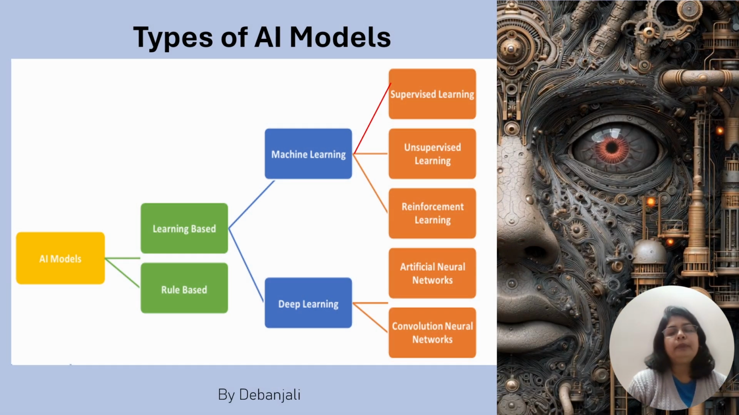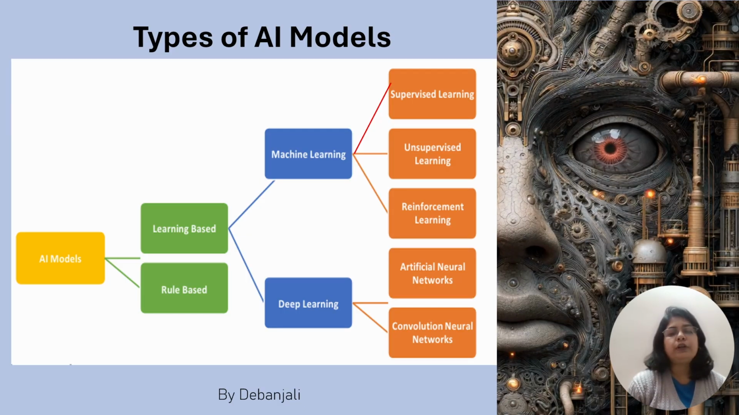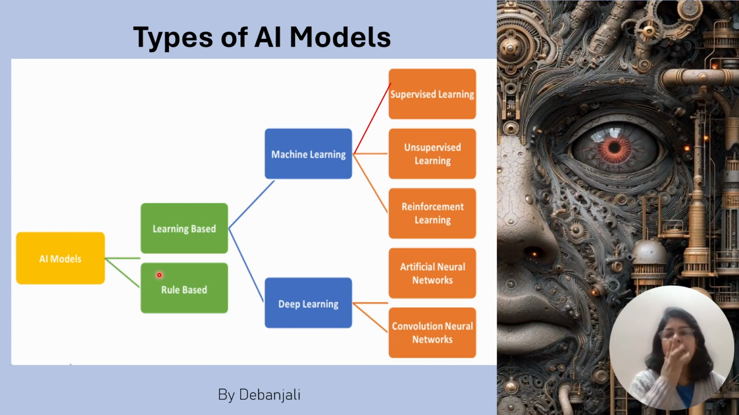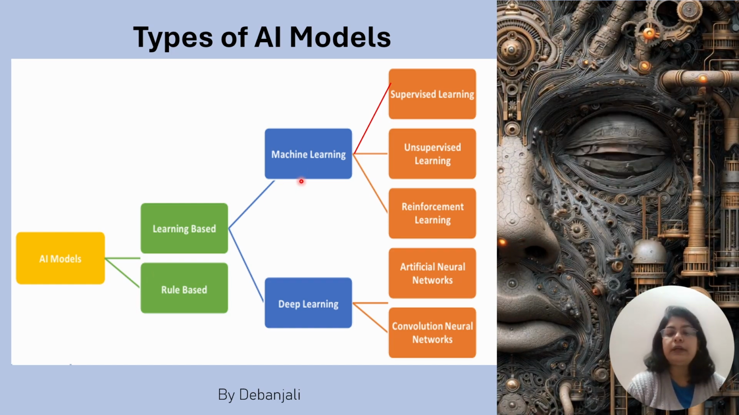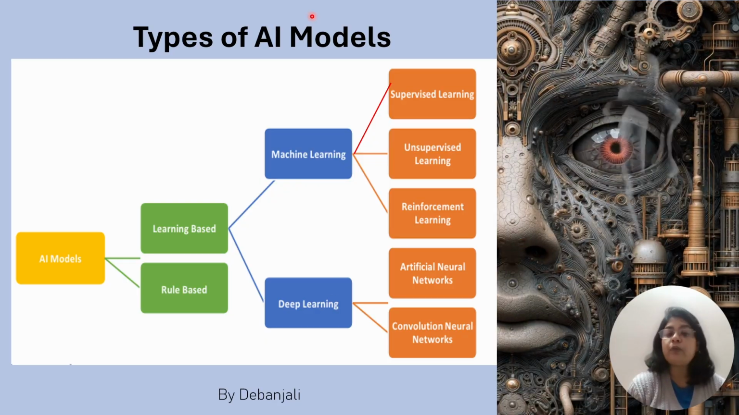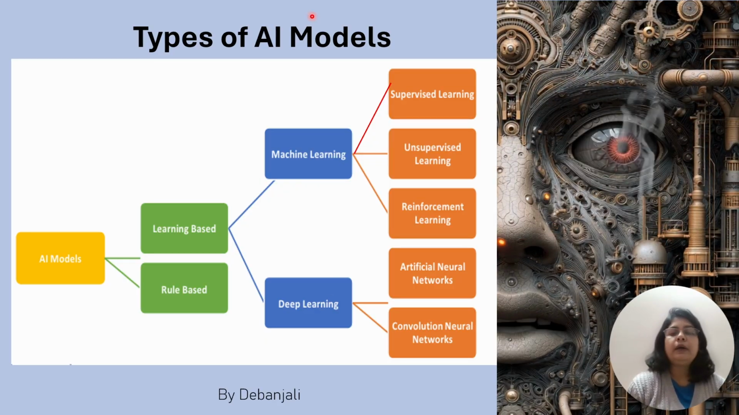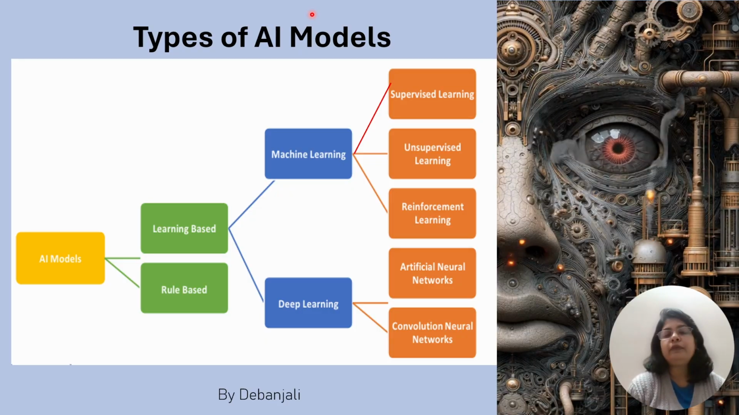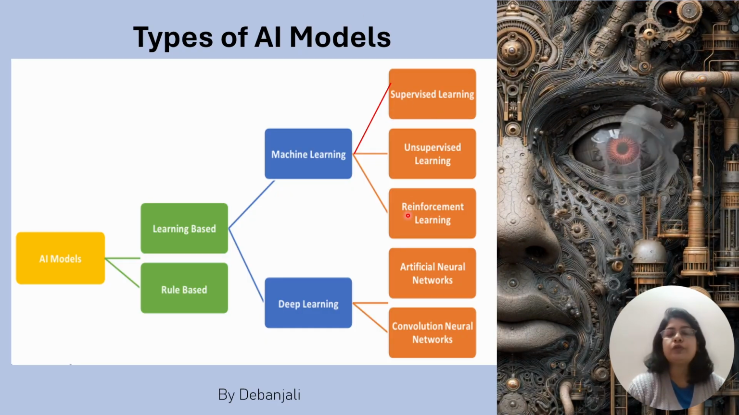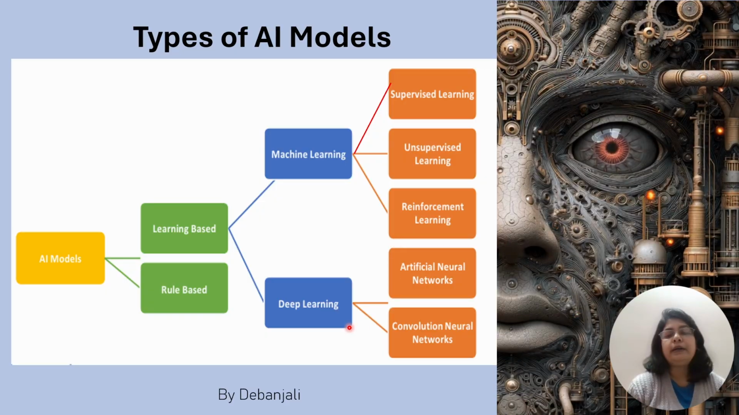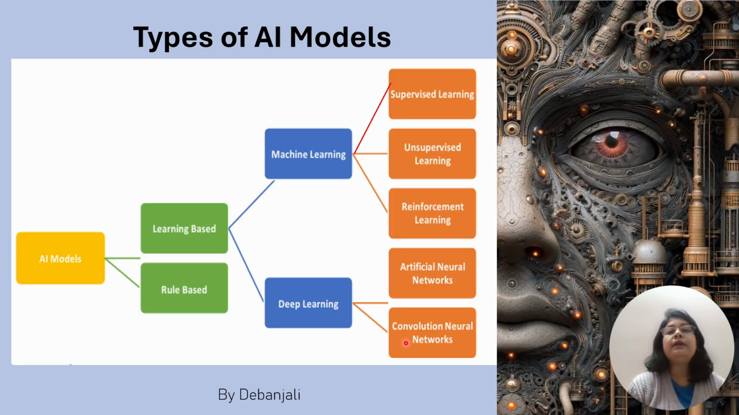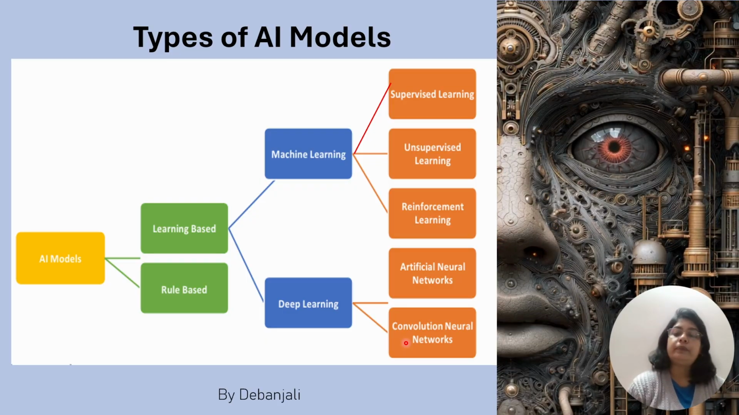There are basically 2 types of models which we are going to see: learning based and rule based. Under learning based, we have machine learning and deep learning, which we have discussed. Under machine learning, we have 3 types: supervised learning, unsupervised learning, and reinforcement learning. And under deep learning, we have ANN, artificial neural network, and CNN, convolutional neural network.